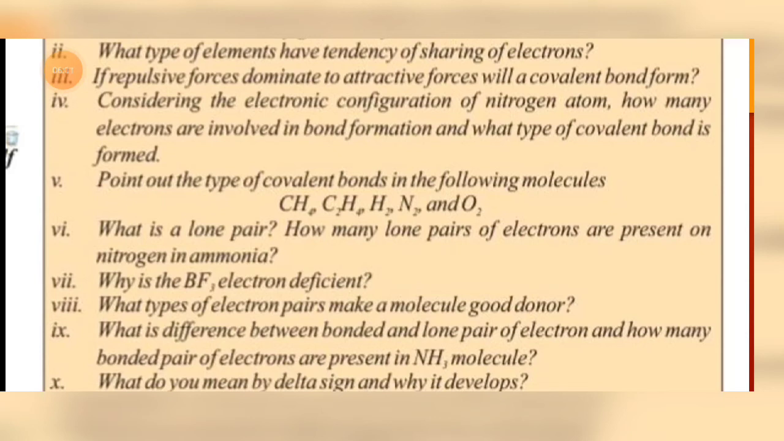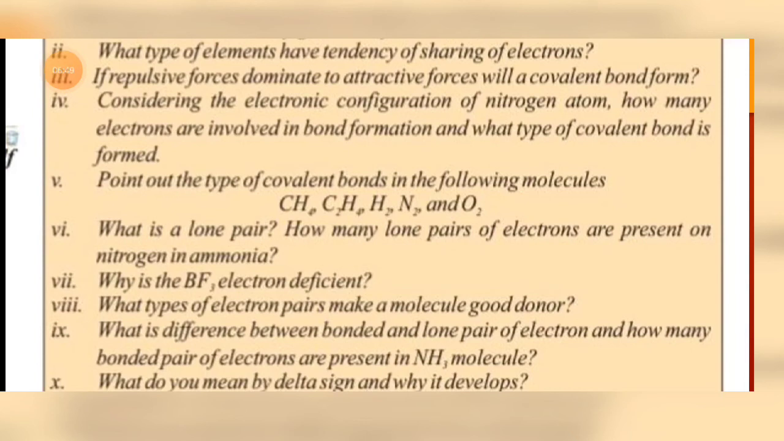Why is BF3 electron deficient? Because it has fewer electrons; even after combining with fluorine, boron still has a deficiency of 2 electrons to complete its octet. That's why it is electron deficient. What types of electron pairs make a molecule a good donor? Lone pairs. Extra electrons present in the outer shell will act as a good donor.